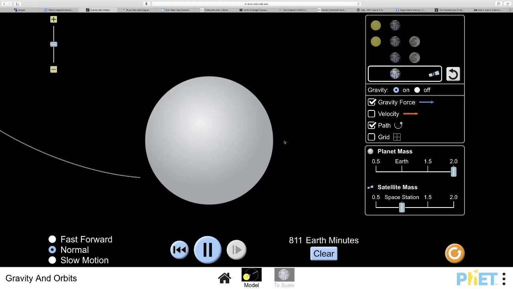So hopefully by this you learned about the simulator if you haven't used it before, and you can also see the relationship between the amount of mass or the amount of matter something has and the amount of gravity that it puts on objects near it.